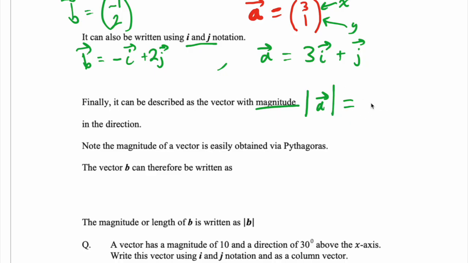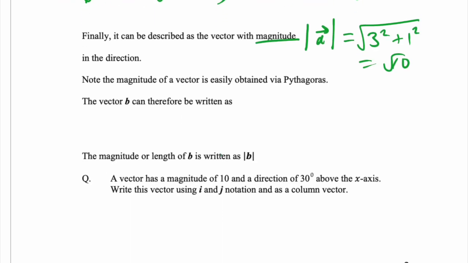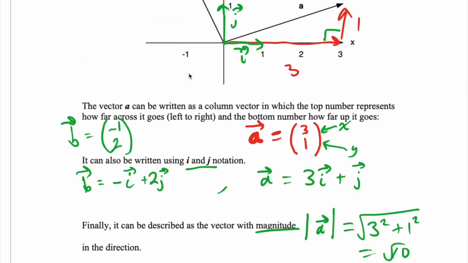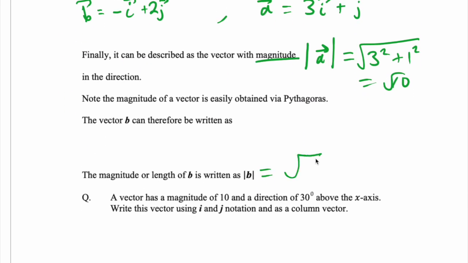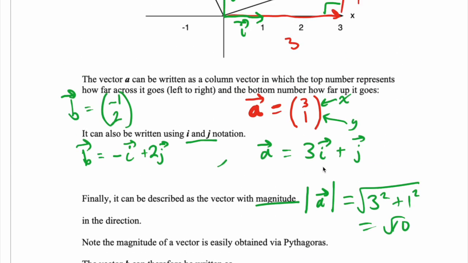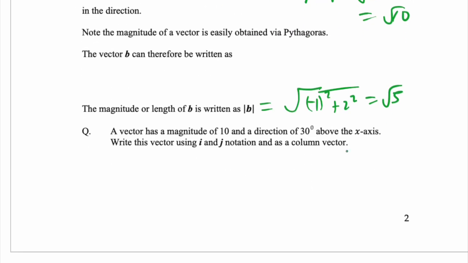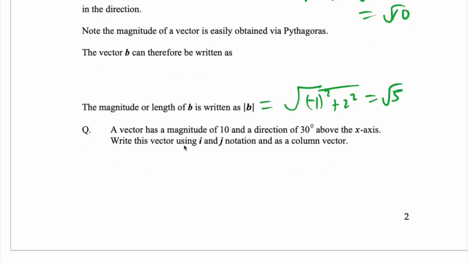So the magnitude here of A is root 3 squared plus 1 squared. It's like Pythagorean theorem. So it's root 10. Okay. So the magnitude of B is root 1 squared, or -1 squared, plus 2 squared, which equals root 5. Okay, let's check out this next question.